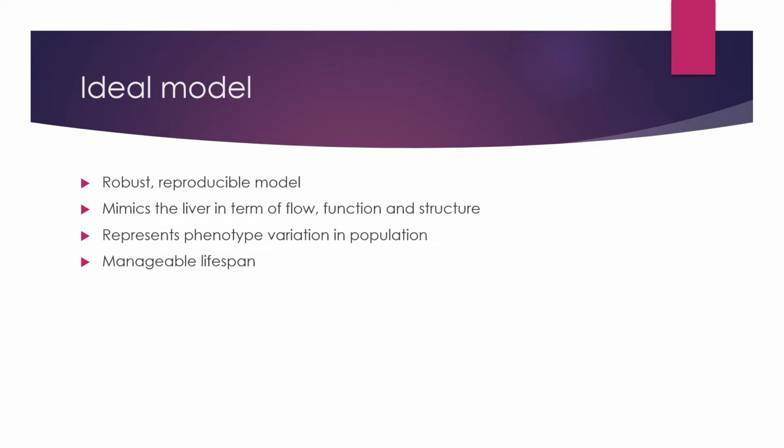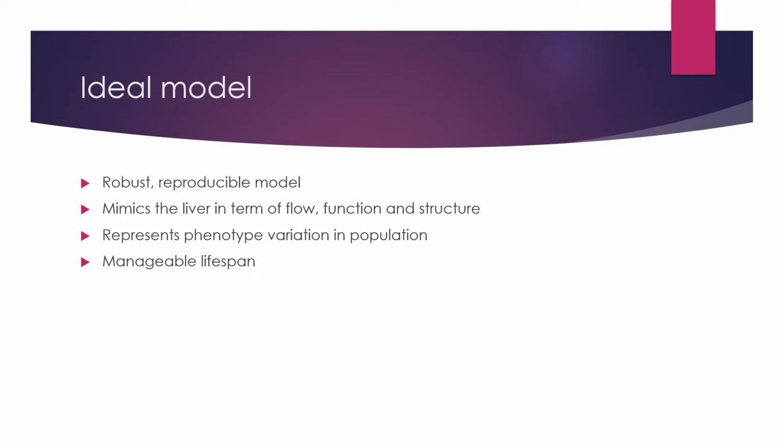The current big challenge in the field is to find an ideal in vitro model that can recreate most of the in vivo conditions in order to replace and reduce the number of animals that are used. So this ideal model should be robust and reproducible, to make it widely available and let other groups as well as industry use it to reduce the number of animals used. It has to mimic the liver in a lot of things, for example in flow, in function, as well as in structure.